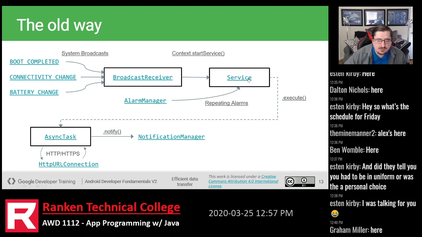And then the service is still running on the main thread, so we don't really want to do anything heavy on the main thread. Same thing with a broadcast receiver. Both of these are running on the main thread, so we still need to get off of the main thread.